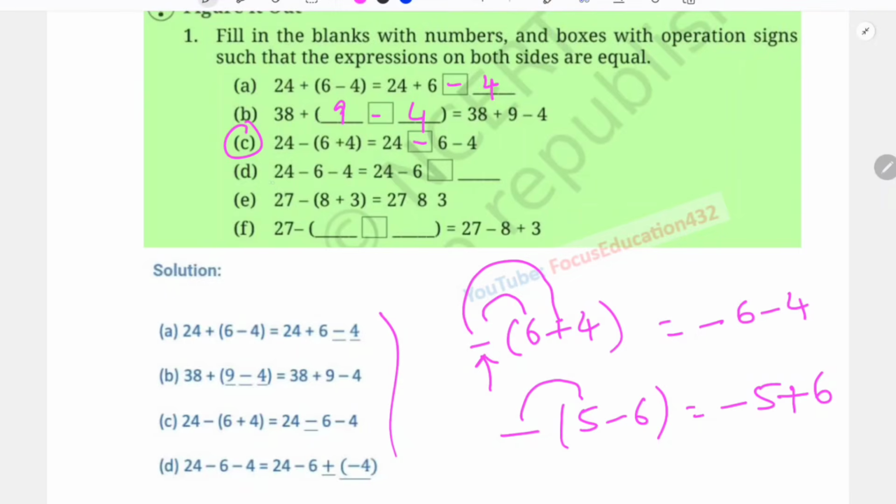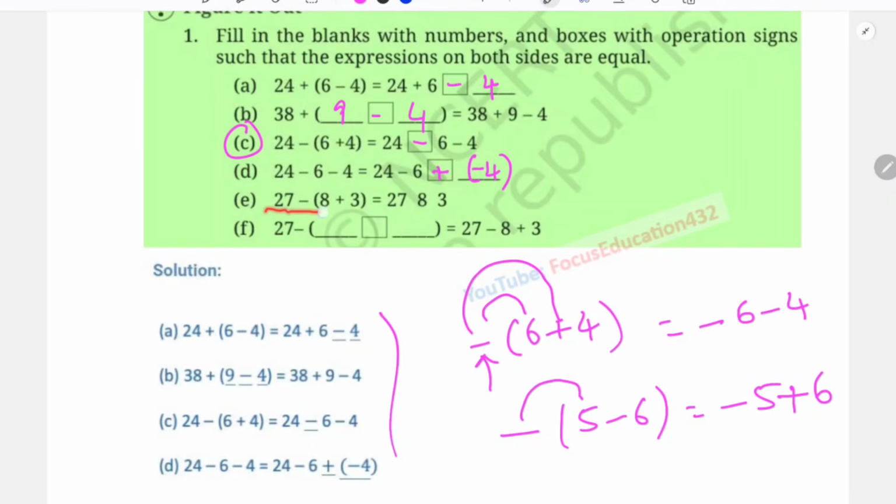Now we will see the next bit. 24 minus 6 minus 4 is equal to 24 minus 6, then you have something, that is 24 minus 6 plus of minus 4. What about this plus of minus 4? Plus of minus 4 means minus 4 only, because a plus and a minus becomes minus. So here we have minus, so this also becomes minus. The other things are okay, already 24 minus 6. Then 2 blanks are given, so this is plus of minus 4.